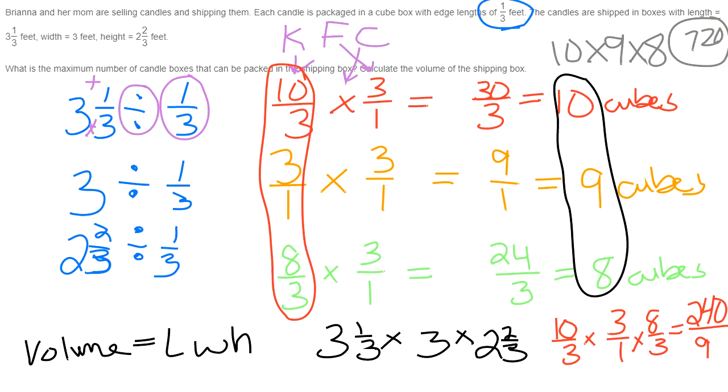Now, I would love it if I could take 240 over 9 as your final answer, but I can't. It's not possible. I need you to change it for me. So without using a calculator, what is the mixed number 240 over 9? 240 over 9. 3 times 3 is 9. Okay, so guys, I need to clear off some space.